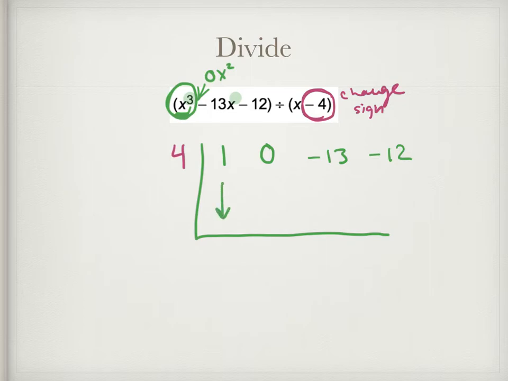Now we start by dropping down the 1. What do we do next? Multiply. What's 4 times 1? 4. What do we do next? Add them. So what is 0 plus 4? 4. What's next? No, not yet. Got to do something before that. 4 times 4. What's 4 times 4? 16. What's negative 13 plus 16? 3. What do we do next?